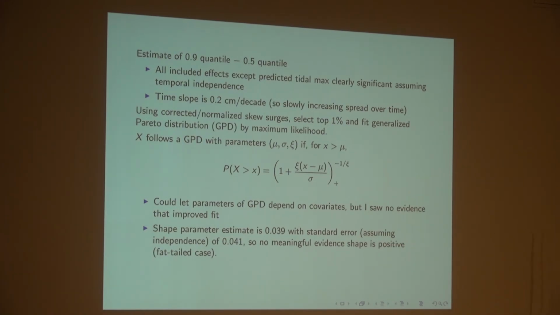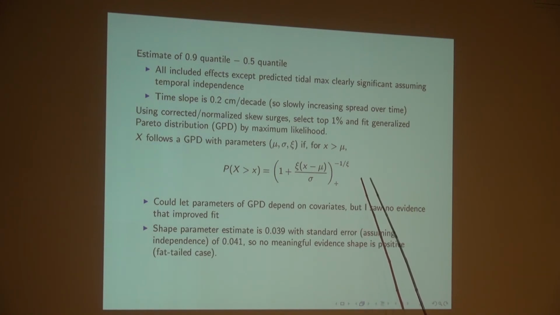Okay, so now to get beyond the 0.9 quantile, because I don't have so much data, I am going to use an extreme value approach. I'm going to get what's called a generalized Pareto distribution. There's theory that shows that upper tails of many distributions look like this. It has this weird form here. I don't really want to go into the details. In principle, I could let the parameters of this distribution depend on seasonal cycles and other things. I couldn't find any evidence that helps, so I left it out.